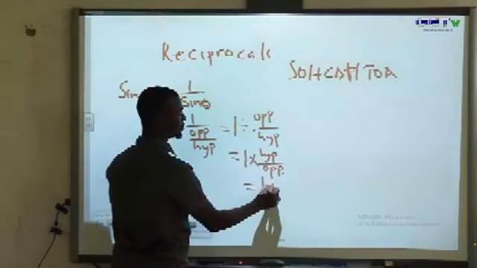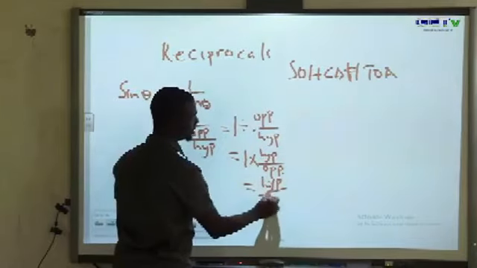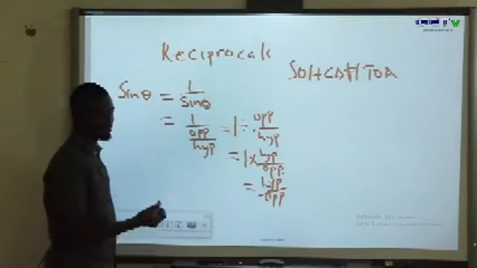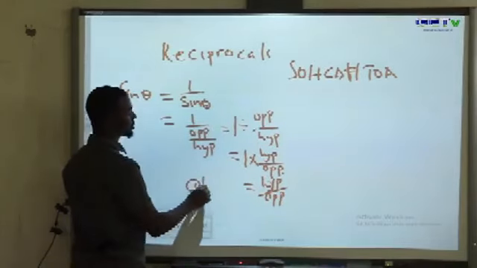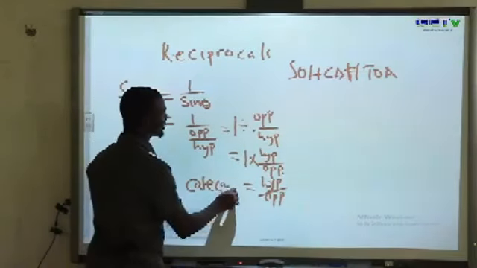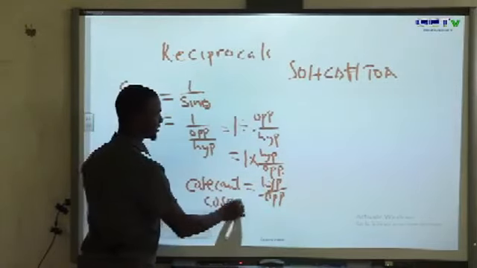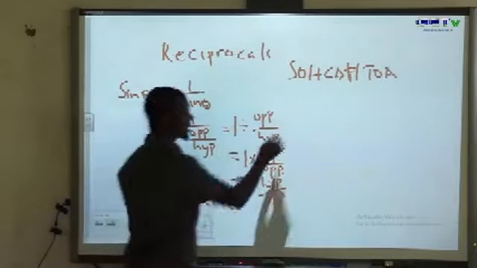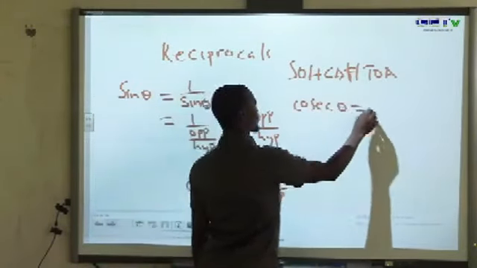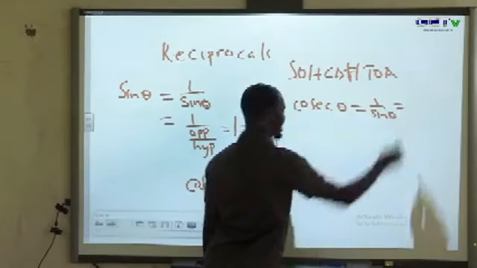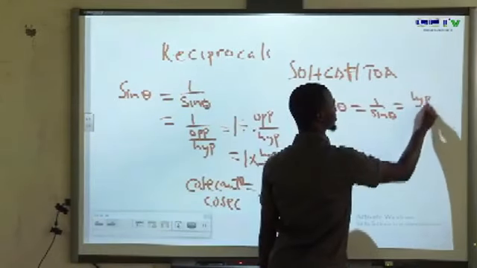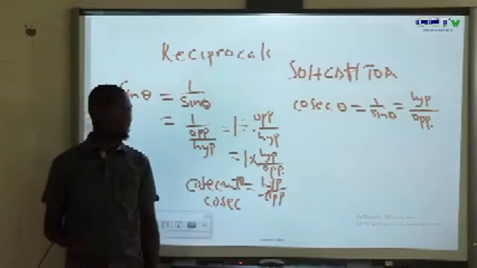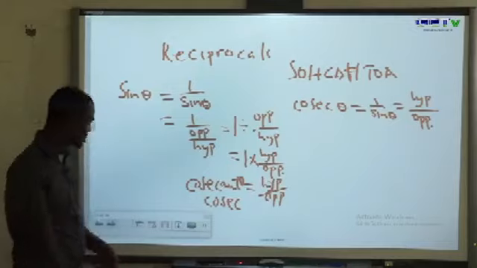So the reciprocal will be hypotenuse all over the opposite. And this reciprocal has a name. The reciprocal of sine has a name, and the name is cosecant. That's the full name. The short form is cosec. So we write it as cosec theta. Where you have the reciprocal of sine theta, that will be cosec theta, and cosec theta is the same as 1 over sine theta, which is equal to hypotenuse over opposite. That is the reciprocal of sine.